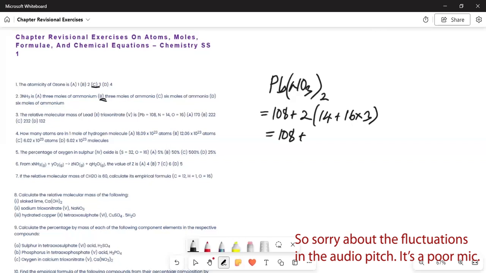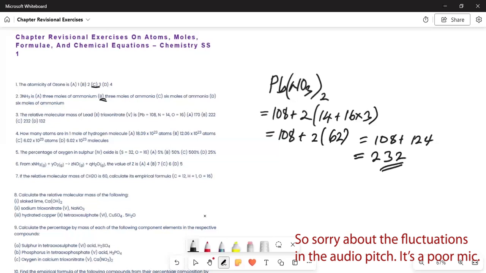So this will be lead plus 2 times, 16 times 3 is 48, then 48 plus 14, use a calculator there, 62. Then 62 multiplied by these 2 outside, 124. So this will be lead plus 124, 332. What am I saying? 232 rather, is the relative molecular mass of lead(II) trioxonitrate(V).